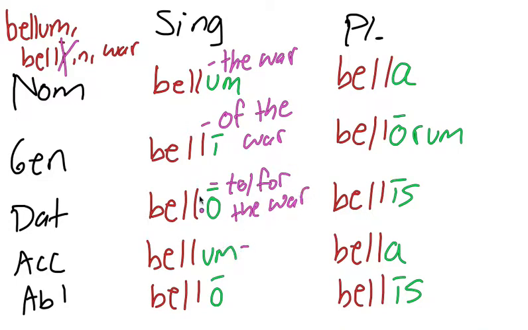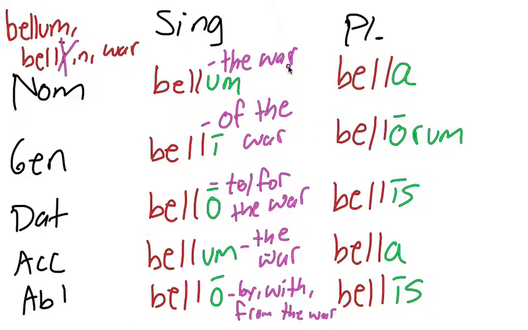Accusative is the same translation as nominative, so the war. The difference is that the nominative is used for the subject and the accusative is used for the direct object. And ablative has really a bunch of different translations, but for a standard translation we could say by, with, or from the war.